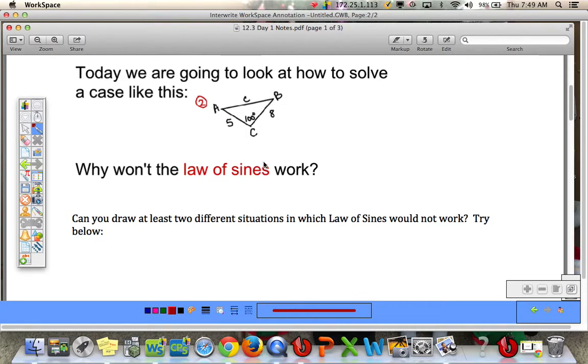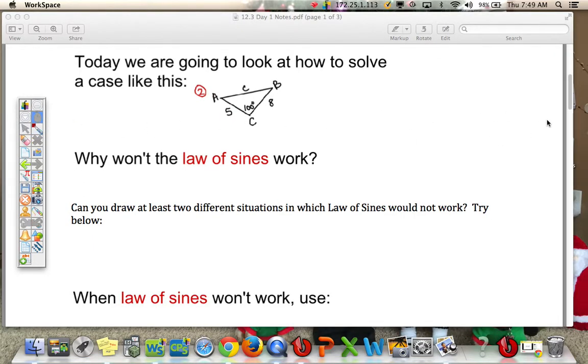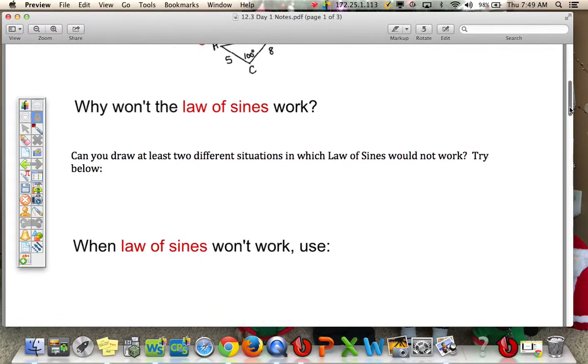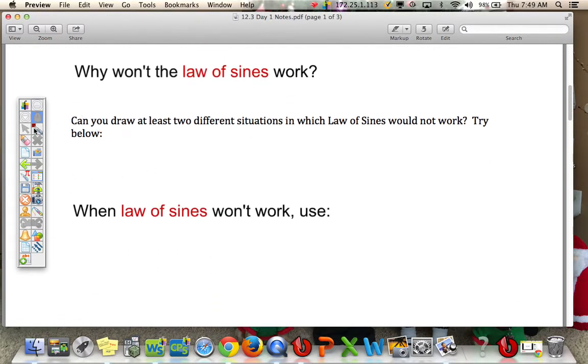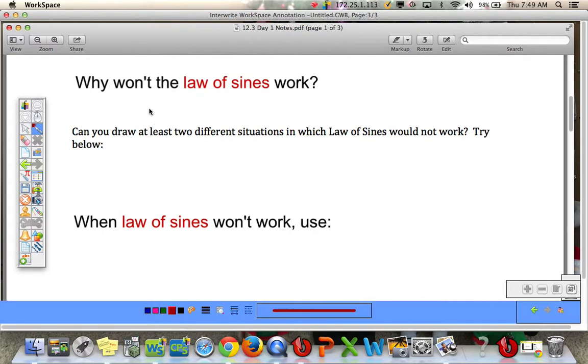So why won't law of sines work? You don't have a complete ratio. There's not enough information to use. Can you draw at least two different situations in which law of sines would not work? In other words, you wouldn't have enough information. One example is like the one above, when you don't have a complete ratio. So perhaps this side is 2, but we don't have its opposite angle. This side is 3, but we don't have its opposite angle. And maybe this angle is 47 degrees. So here we don't have a complete ratio.